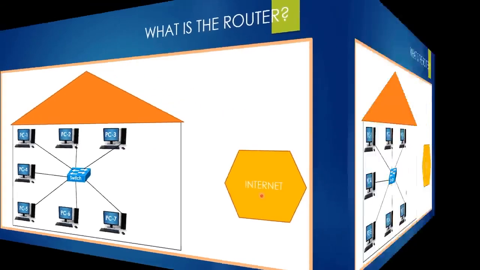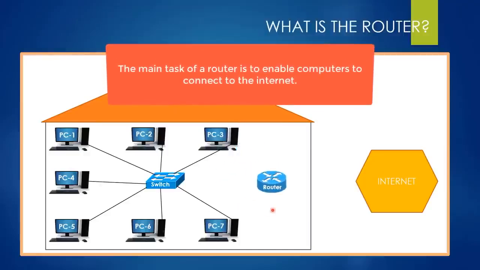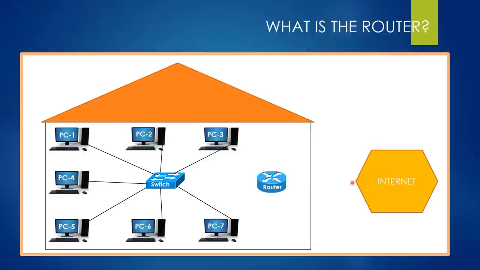Let me explain. The main task of the router is to enable computers to connect to the internet. Without a router, it is impossible for us to connect to the internet. And in order to provide a connection to the internet, first of all, we must connect this switch to this router. And this cable is a copper cable, just like other cables.